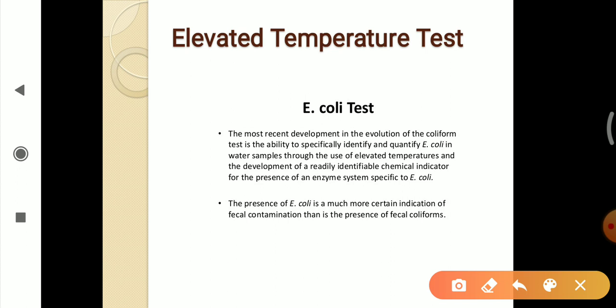The most recent development in the evolution of the coliform test is the ability to specifically identify and quantify E. coli in a water sample through the use of the elevated temperature test. Through this test, we can identify whether fecal E. coli is present or not. The presence of E. coli is a much more certain indicator of fecal contamination than the presence of fecal coliform. If there is fecal E. coli, it indicates that somehow the water sample has fecal contamination, specifically E. coli.